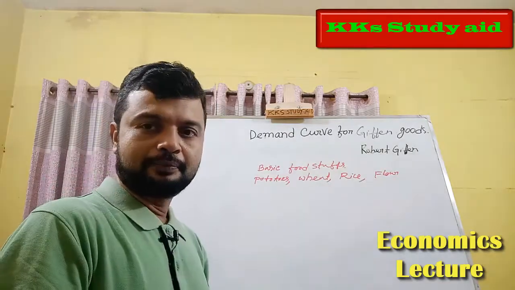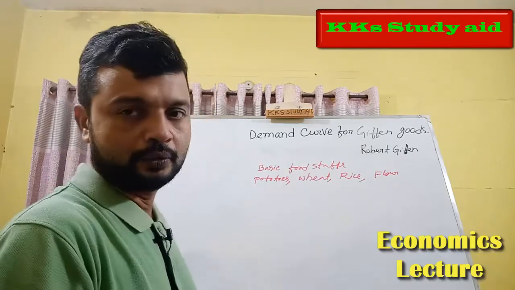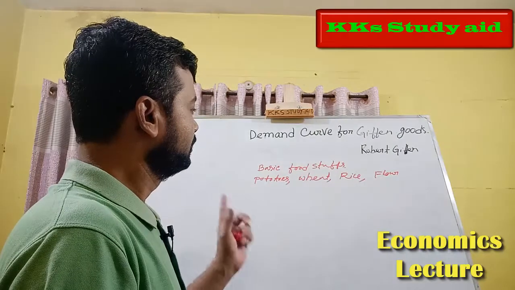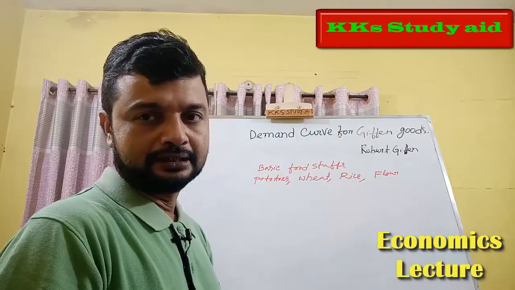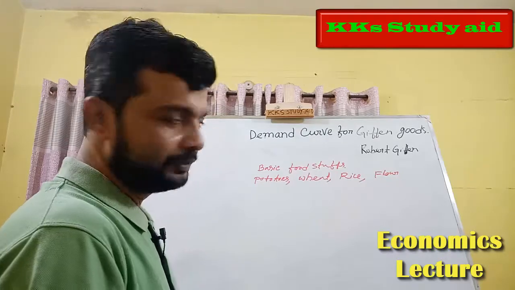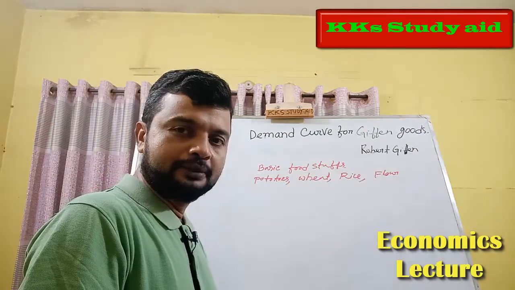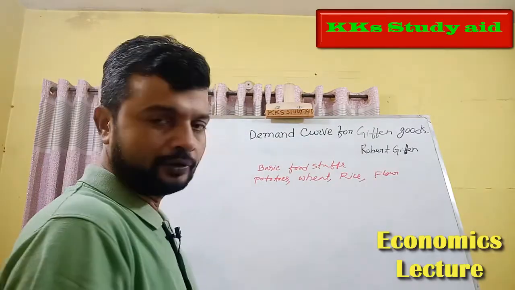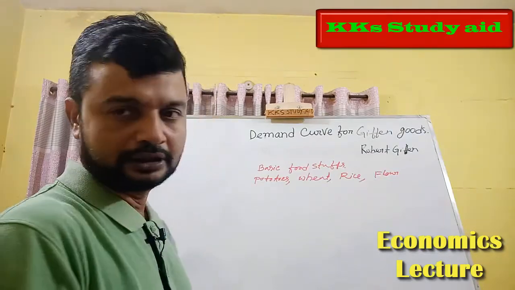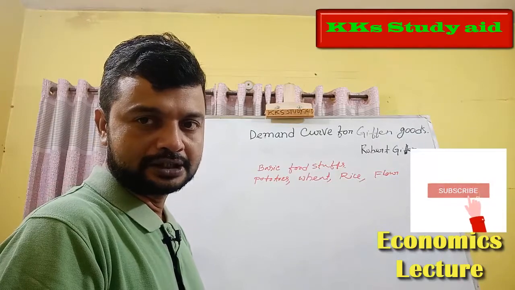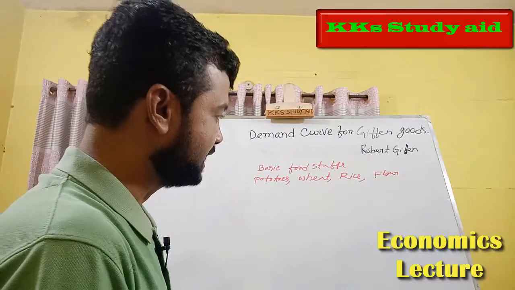What is the relation between price and quantity in the case of demand regarding Giffen goods? There is a positive relation between price and quantity in the case of Giffen goods. When price rises, people will buy more of these Giffen goods, and when price falls, people will buy less of these Giffen goods. Now let me explain how it happens.